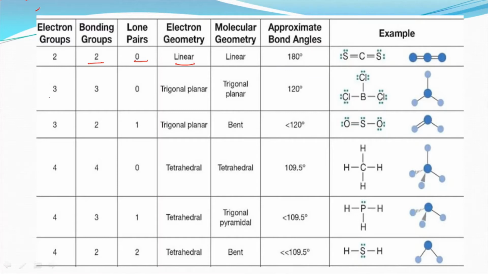And coming to the 3 electron groups, bonding pairs are 3, lone pairs are 0, then trigonal planar. So there is no change in the hybridization. It is sp hybridization only, and it is sp2. Whether lone pairs are present or not, it does not affect the hybridization. Okay. So when the lone pairs are present, how the trigonal planar is distorted, that we discuss now.